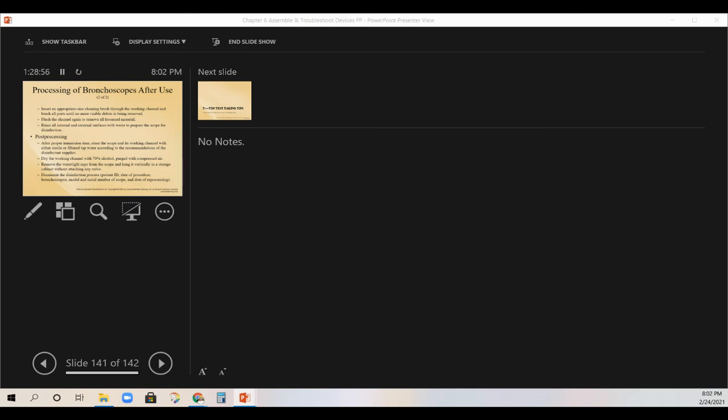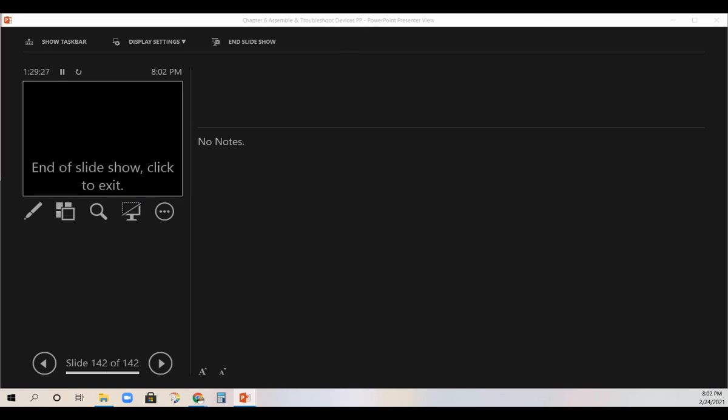Rinse all internal and external surfaces with water to prepare the scope for disinfecting. And post-processing, after proper immersion time, you're going to rinse the scope and its working channels with either sterile or filtered tap water according to recommendations of the disinfecting supplier. Dry the working channel with 70% alcohol, purge with compressed air, remove the water lock caps from the scope, and hang it vertically in the storage cabinet without attaching any valve. Document the disinfection process.